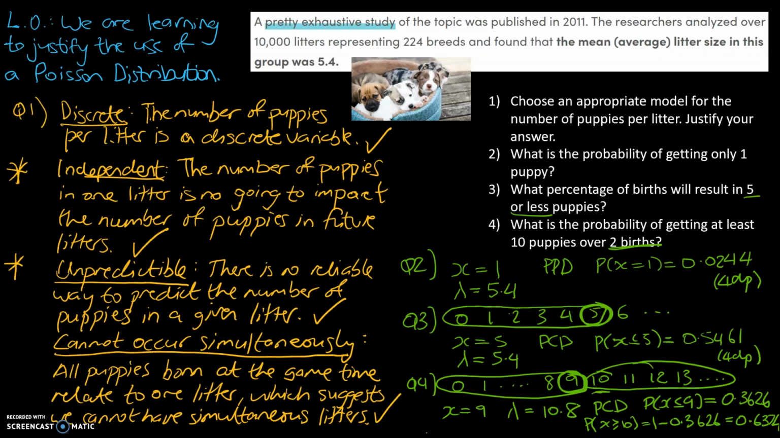So hopefully you found this video useful. What we did is we ran through the 5 assumptions to assess whether or not a Poisson distribution was appropriate. And then we went through one of each question: an exact question, a less than question, and a greater than question.